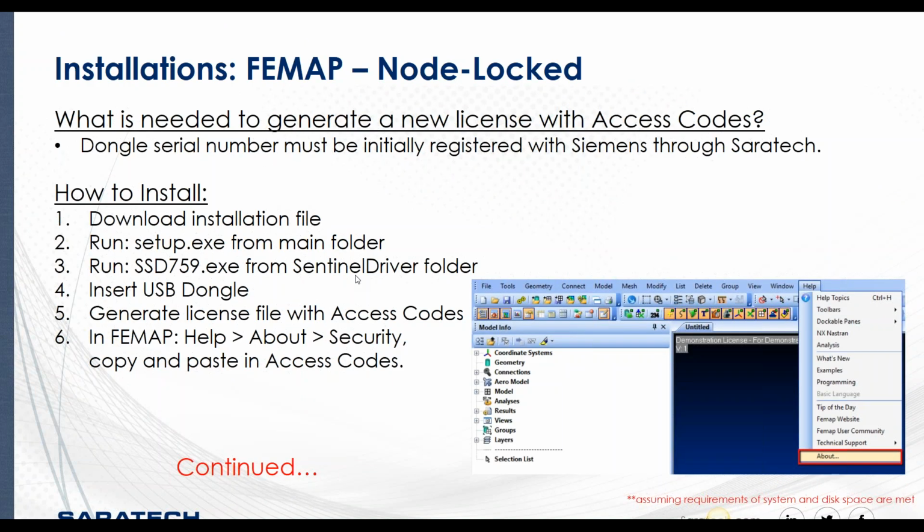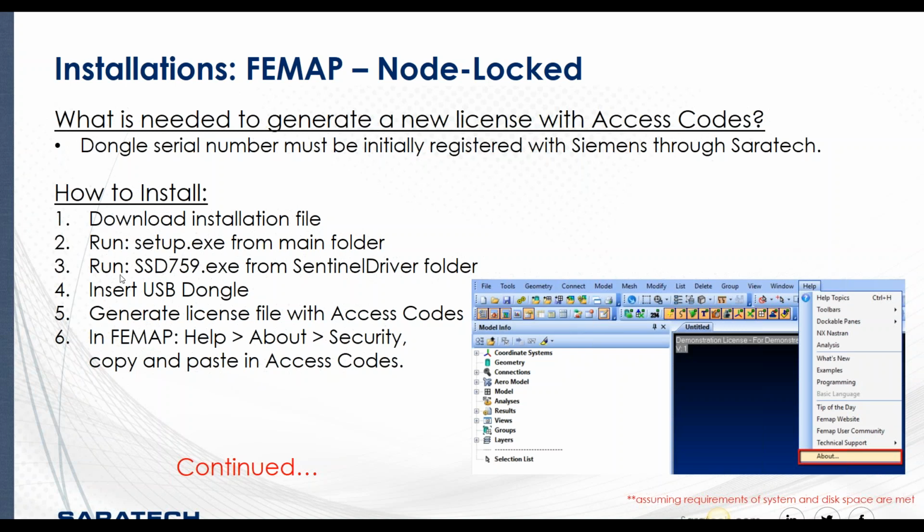Like we said before, you'll get a dongle with a serial number that must be initially registered with Siemens through us, so through Saratech. Once that's registered, you'll start to install your files. You download all the files that you'll receive through the Saratech Applications Engineer, and you'll run the setup application from the main folder that you'll find.